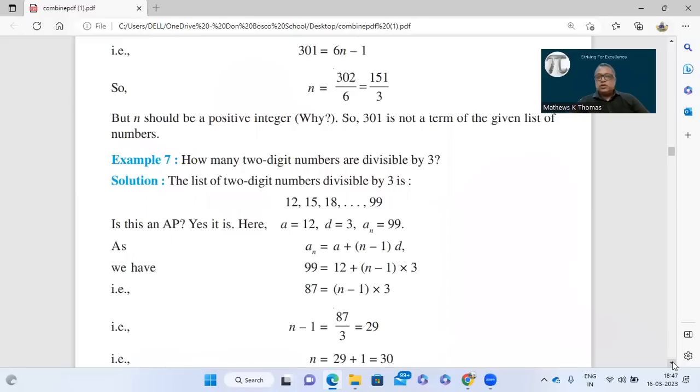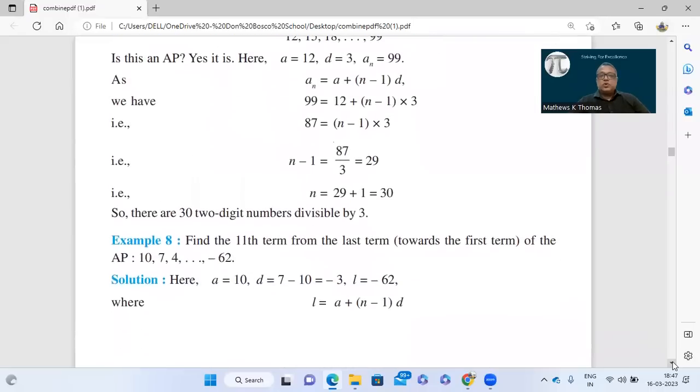So kindly go through this example number 7. This is important. How many 2-digit numbers are divisible by 3? So what is the starting 2-digit number which is divisible by 3 is 12 and the last number is 99. So first I'm going to find out how many numbers are there by using the formula an is a plus n minus 1 d. And what is your an? An is the last number of the series, that is 99. A is 12, common difference 15 minus 12, that is 3. So you will be able to get n.